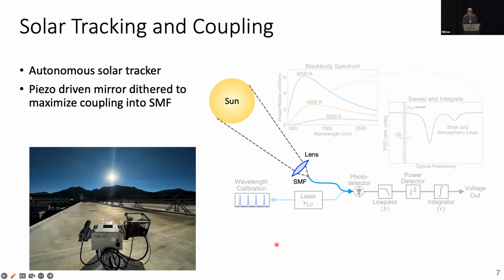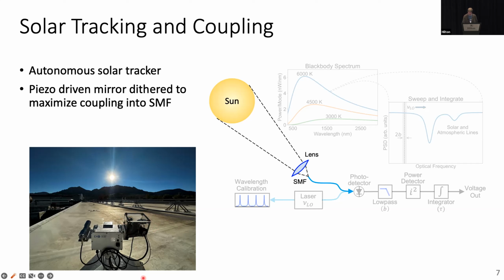The coupling optics are housed on an autonomous solar tracker, which uses a quadrature sensor for active tracking from sunrise to sunset. As part of a two-stage solar tracking setup, we have an additional piezo-driven mirror for real-time optimization of the coupling into the single mode fiber, and that's in this box attached on the right side.